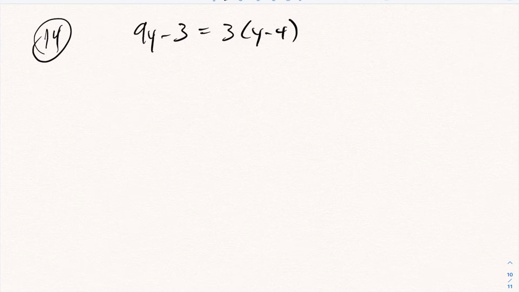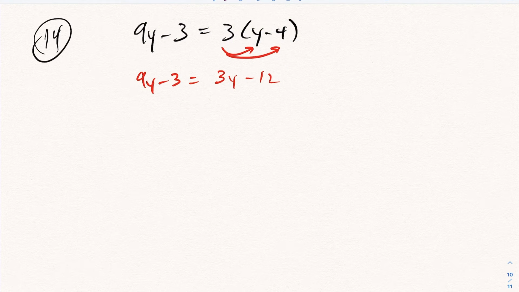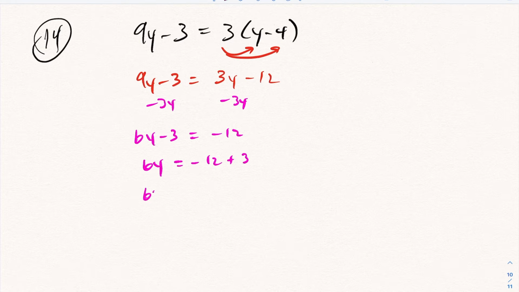Okay, so take a look at number 14 here. Again, we want to solve for y. I'm going to have to do that distribution first. So if we do the distribution, we get 9y minus 3 is 3y minus 12. I want to solve for y, so I'm going to bring the y's to one side. So subtract 3y on both sides. We get 6y minus 3 is negative 12. Add 3 to both sides. We get 6y equals negative 9.